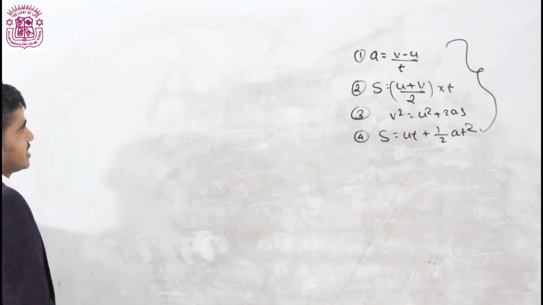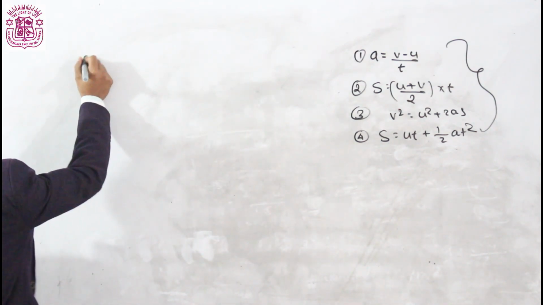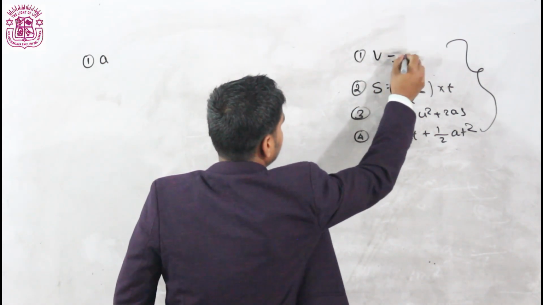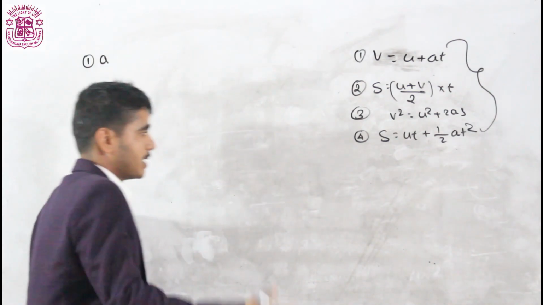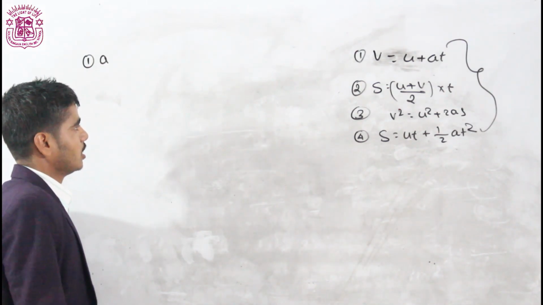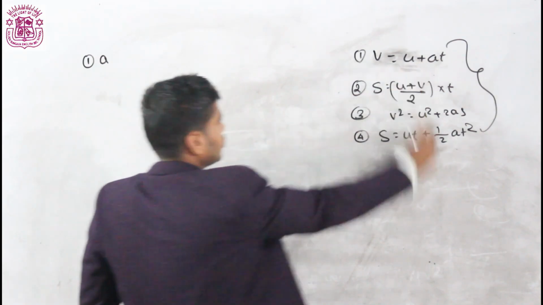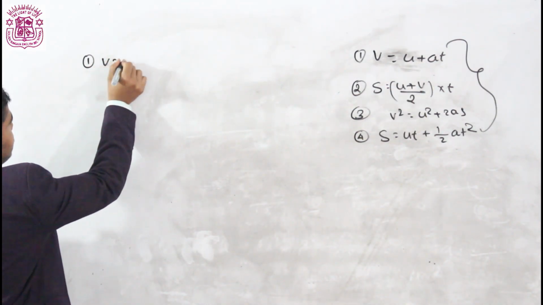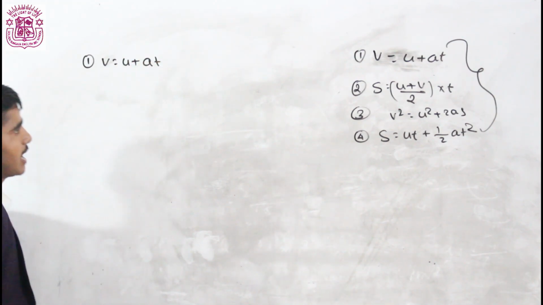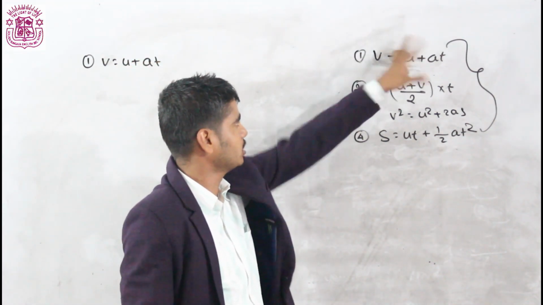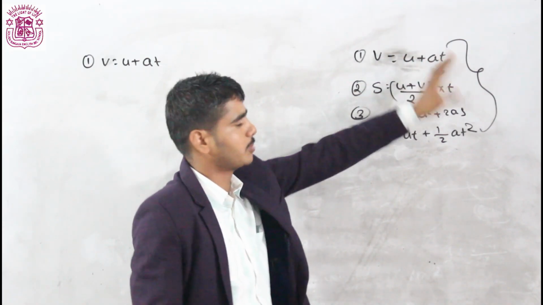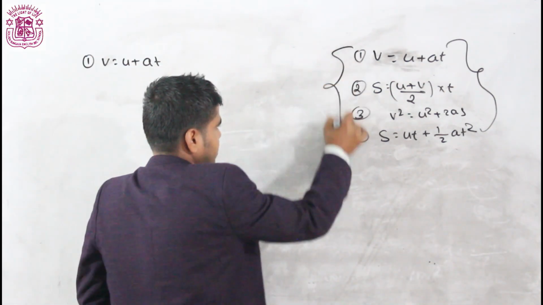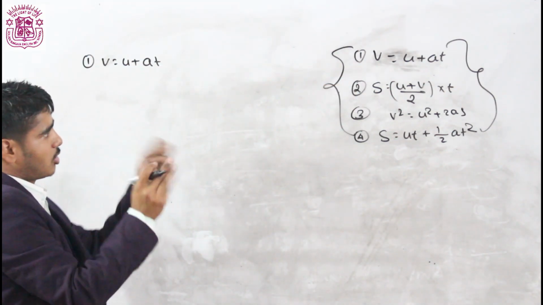Firstly, let us prove statement number one, acceleration a is equal to v minus u by t, or you can say v is equal to u plus at. You may be asked to prove a is equal to v minus u by t, or also you may be asked to prove v is equal to u plus at, that is the same thing. You may be asked this question in two ways. To prove all these statements we have the common language and common figure.